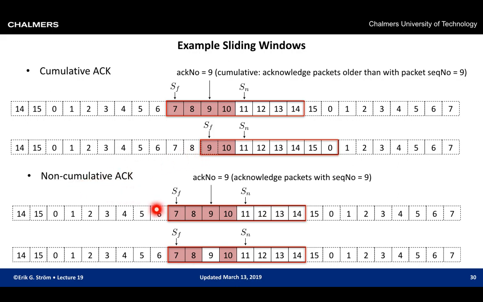If it's non-cumulative, if we get the same type of acknowledgement, it just means that I received exactly 9. So you see the difference here? In this case, we have not received 9, but in this case, we have received 9. In this case, we have received everything which is older than 9. In this case, we have only received 9. That's the interpretation of the ACK. So it's a little bit different from protocol to protocol.